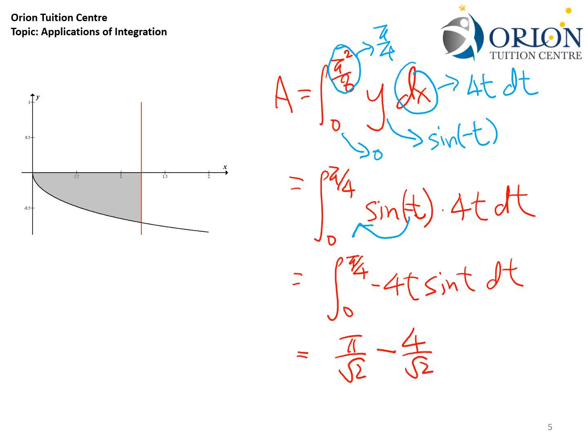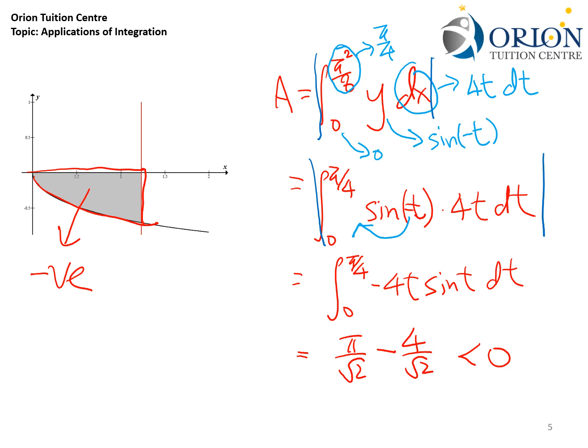However, there is one thing to note, that is this value over here is a negative value. This is because the region is below the x-axis, which we have learned means we will get a negative area if we perform any integration. Therefore, what we can do now is to simply put a pair of modulus across all our working over here. And therefore, this will give us (4 minus pi) over square root 2 square units.